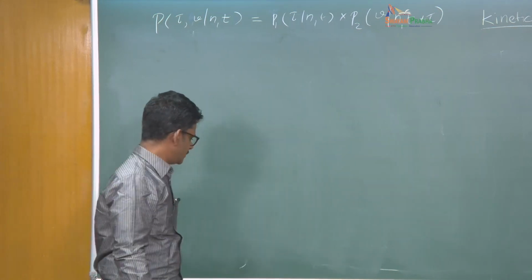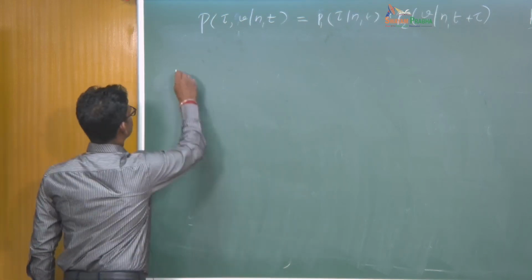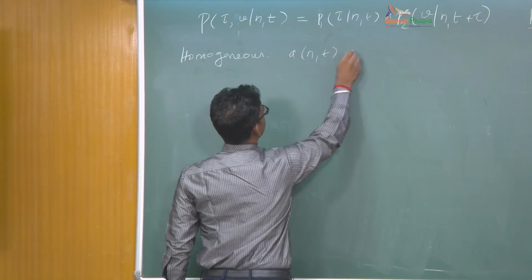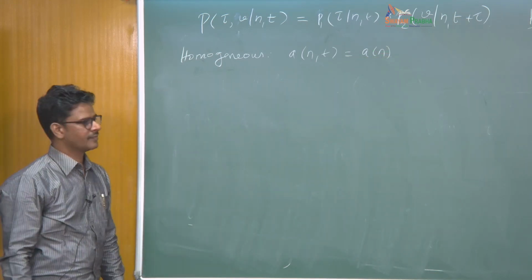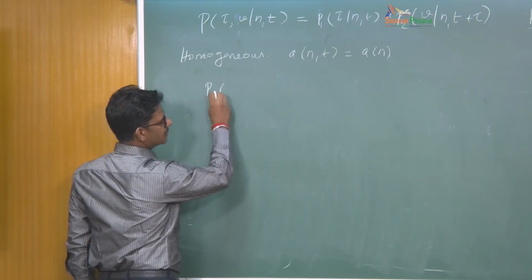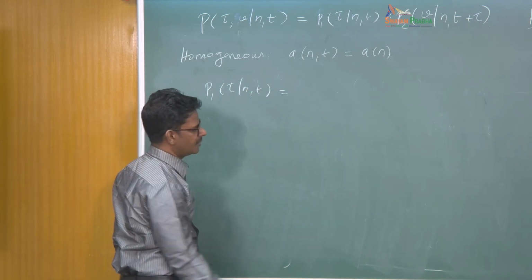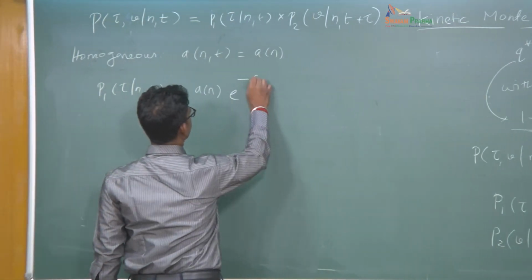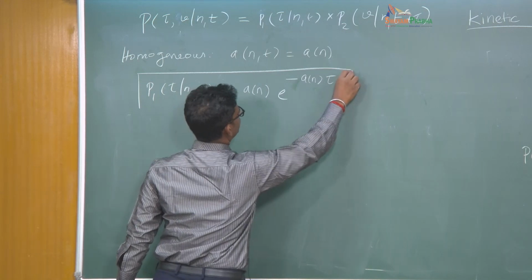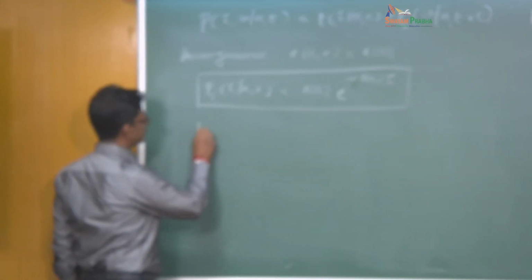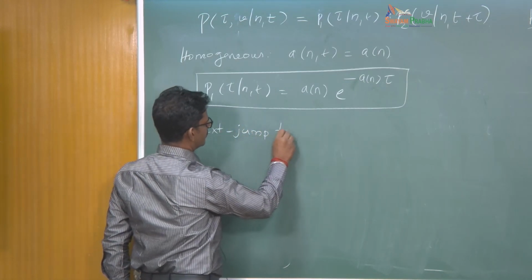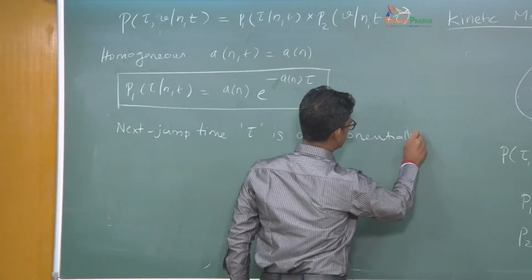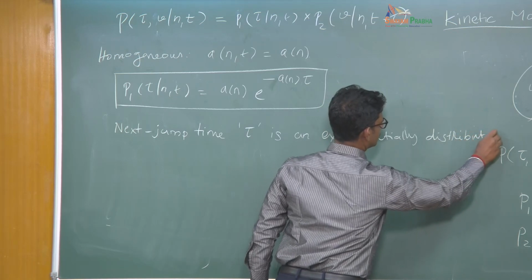Now this becomes a little easier if you say that you have a homogeneous process, meaning that this a of n comma t simply becomes a of n, if it doesn't depend on time. Then what happens is P1 simply becomes a of n times e power minus a of n tau, since a will come out of the integral, and this is nothing but an exponentially distributed random number. So that means the next jump time tau is an exponentially distributed random variable.